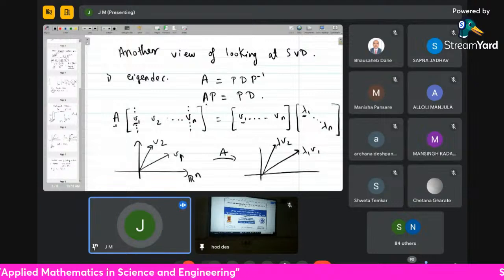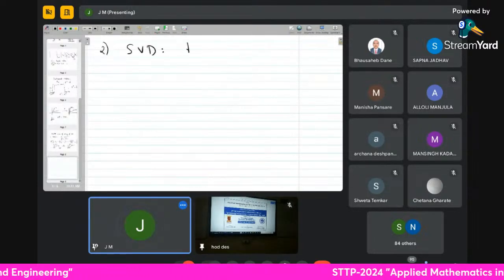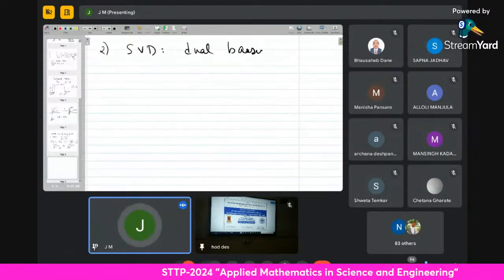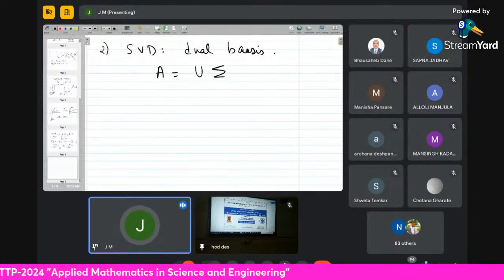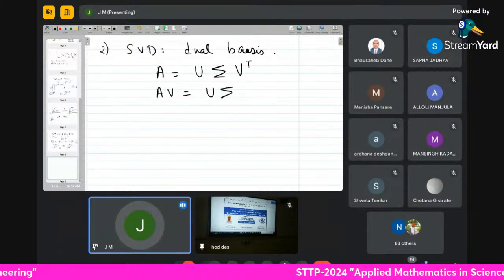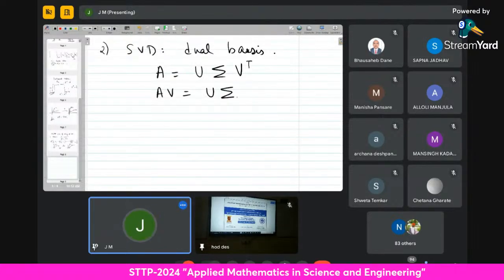What I want to say over here is, in eigen decomposition, we play with the dual basis. And how can you visualize that? My A is U sigma V transpose. If I multiply by V on both sides, I get AV is equal to U sigma, because V transpose into V is the identity matrix.